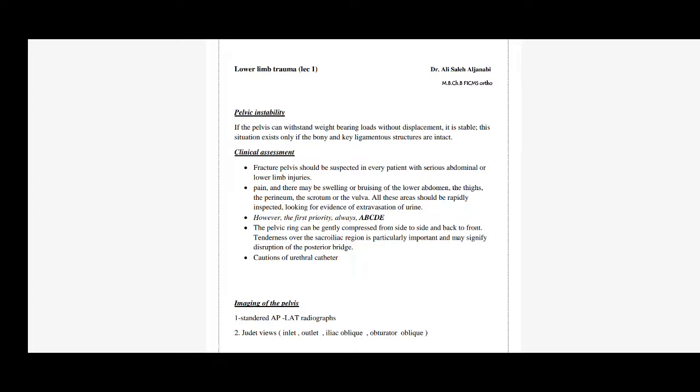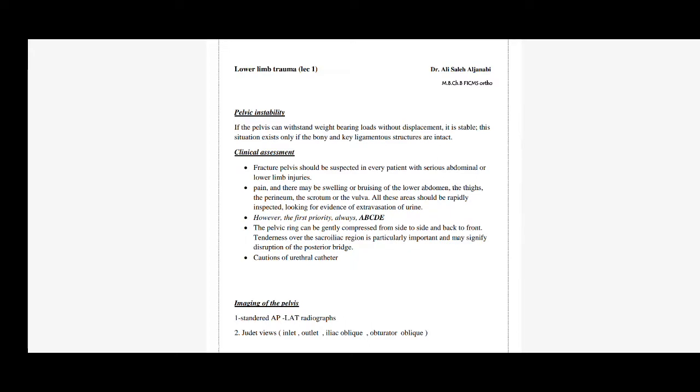protocol. The pelvic ring can be gently compressed from side to side and back to front to show a pelvic ring injury. Tenderness over the sacroiliac region is particularly important and may signify disruption of the posterior ring.